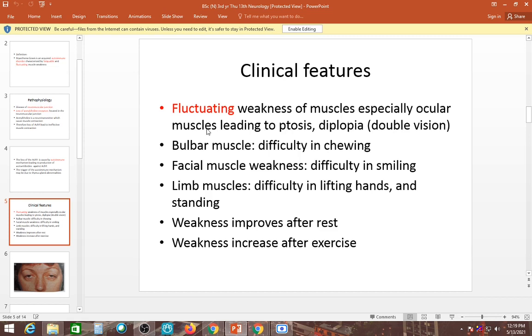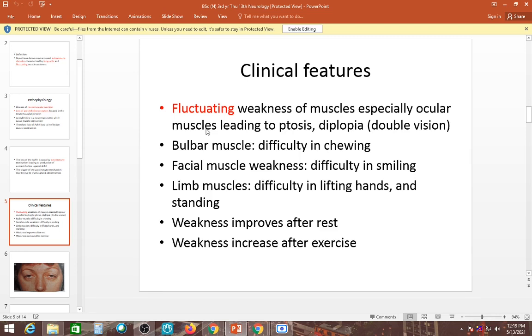So what type of weakness is there? There is weakness of the eye muscles, the ocular weakness, because of which the person cannot keep the eyelids open properly. That is known as ptosis. They cannot move the eyeballs properly, so there will be diplopia, or double vision. They cannot chew the food properly because of bulbar weakness. They cannot chew meat properly because meat is tough and they have to keep chewing for a long time to be able to swallow it. So meat chewing becomes difficult. With facial muscle weakness, the patient finds it difficult to smile. They have limb weakness, upper limb and lower limb, so they cannot lift the hands properly to keep things, or they cannot stand from a sitting position.